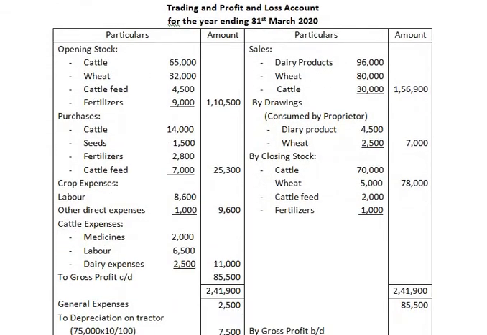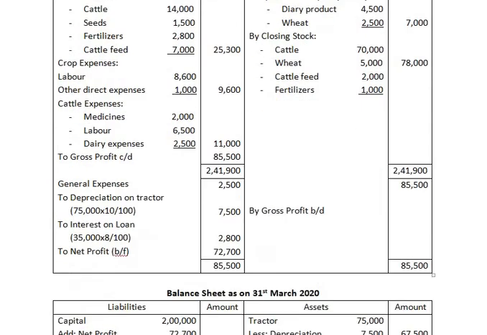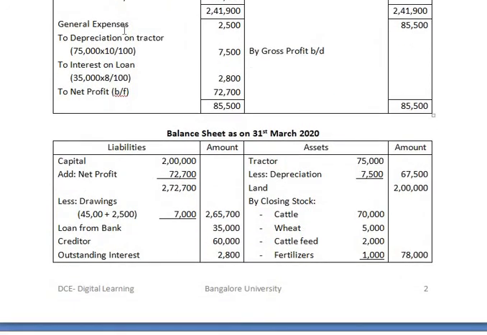Let's see the trading and profit and loss account. On the debit side we have entered opening stock, purchases, crop expenses, cattle expenses. On the credit side we have entered sales, drawings, closing stock. The difference what we get is gross profit carried down and this is brought down in the profit and loss account. Gross profit has been brought down. On the debit side, general expenses, depreciation on tractor, interest on loan is recorded, difference is net profit.